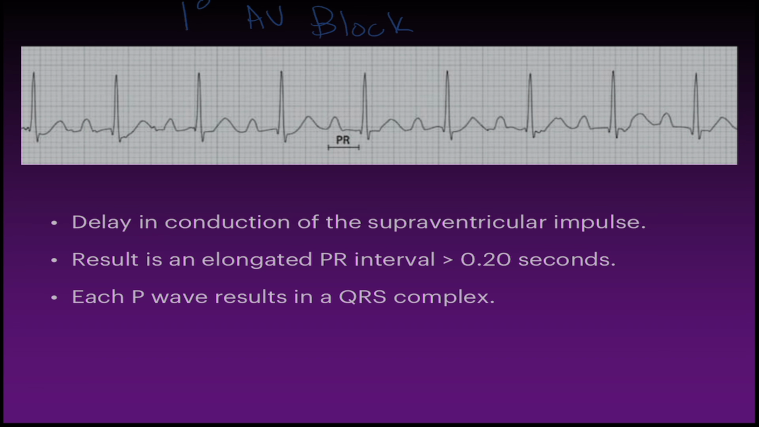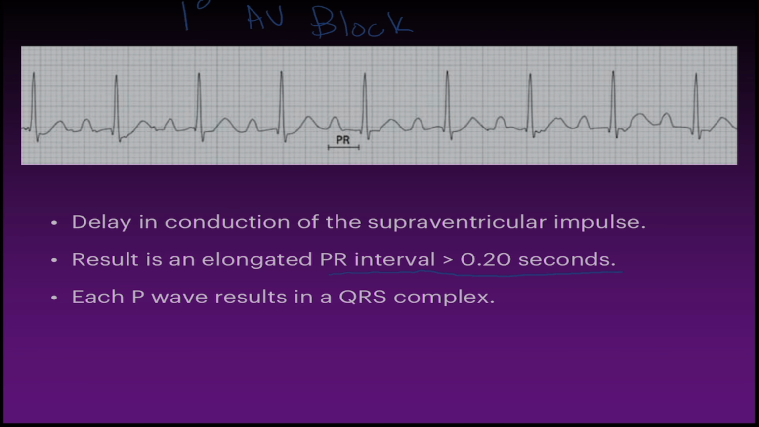We have a first degree AV block. And this is quite simply put, there's just a delay in conduction through the AV node of the supraventricular impulse. So the impulse is coming from most likely sinus origin. When it gets to the AV node, it takes just a little bit longer for the AV node to send that impulse down the line. That results in a PR interval that is greater than 0.20 seconds.